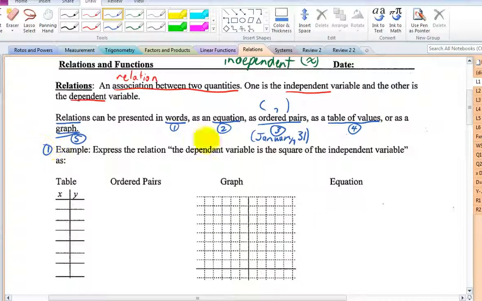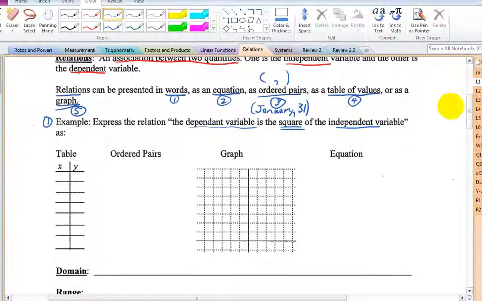Number 1, in words, we can say the dependent variable is the square of the independent variable. So we take those words and let's make a table. If x is 3, what would y become? Well, x is the independent and y is the dependent. So the dependent is the square of the independent. So y then would be 3 squared, which would be 9. Okay, so y is the square of x.